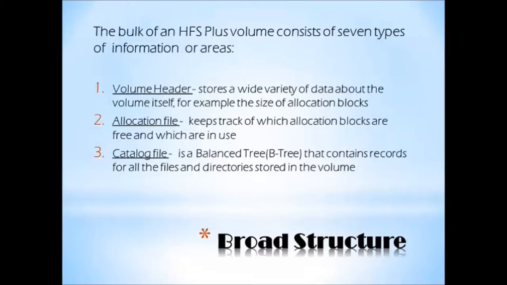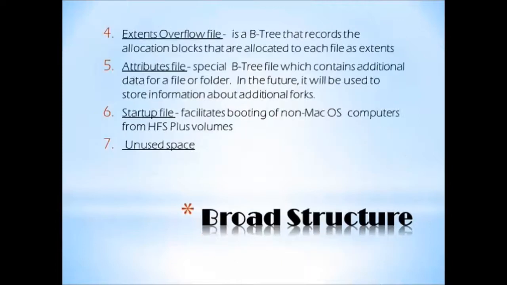Second is allocation file, which keeps track of which allocation blocks are free and which are in use. Third, catalog file, which is a balanced tree or B tree that contains a record for all the files and directories stored in the volume. Fourth, extents overflow file, which is a B tree that records the allocation blocks that are allocated to each file as extents.